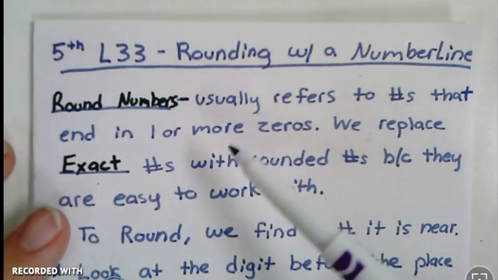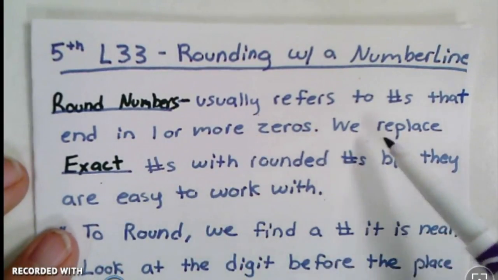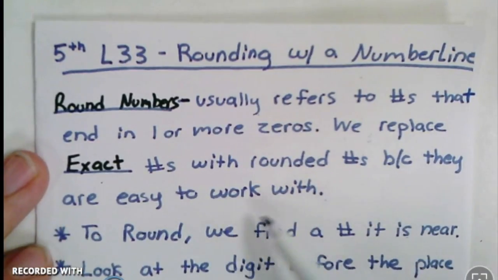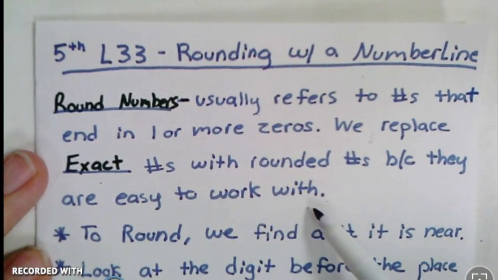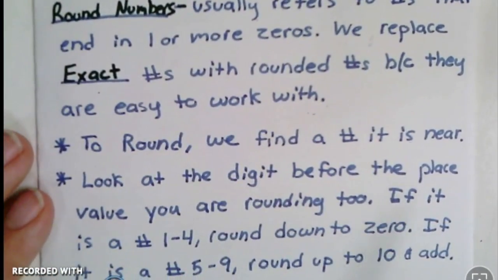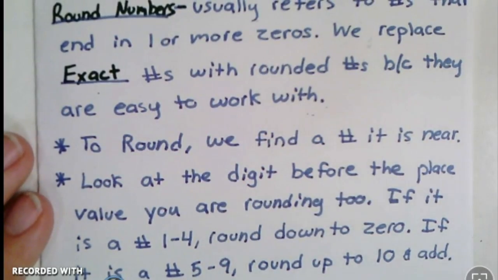Round numbers usually refers to the numbers that end in one or more zeros. We replace exact numbers with rounded numbers because they're easy to work with and they're easy to understand. So to round, we're finding a number that it's near. That's what we're doing. We're looking for the number that it's closest to, that ends in a 0, so it's easy to work with.